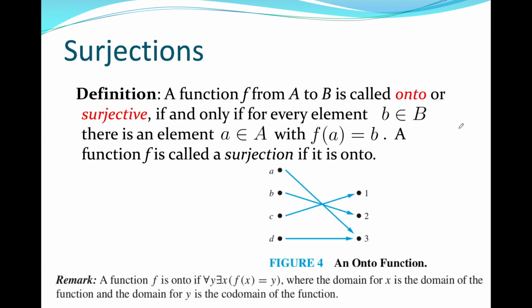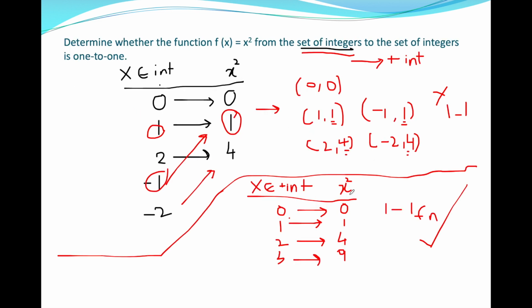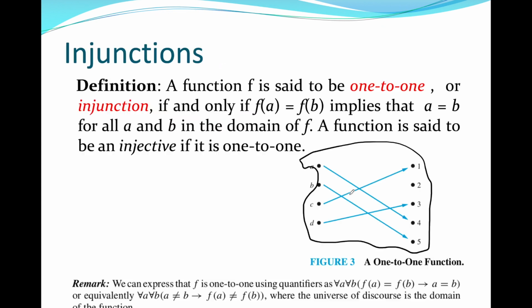Okay, so now we go to the surjections. Surjections: a function f from A to B is called onto, or surjective, if and only if for every element B, there is an element A in A with f(A) equal to B. A function is called a surjection if it is onto.